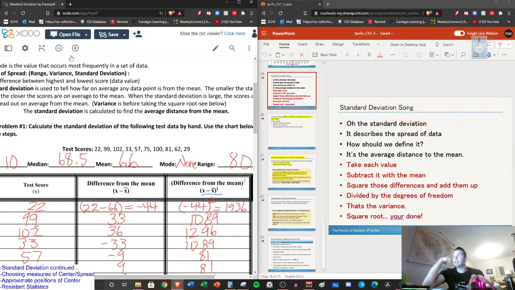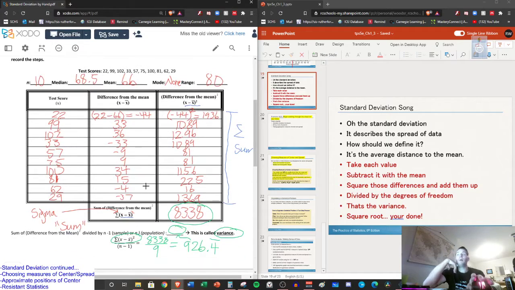So let's talk through what we did. The red part, which is much more difficult to sing, but it still sort of flows. You take each value, first of all, take each value, and then you look in the front. There they are, right? The first row is take each value, subtract it with the mean. That's the middle one, right? Subtract it with the mean. Square those differences right here in the third column. Why do we do that? To get rid of negatives, okay?